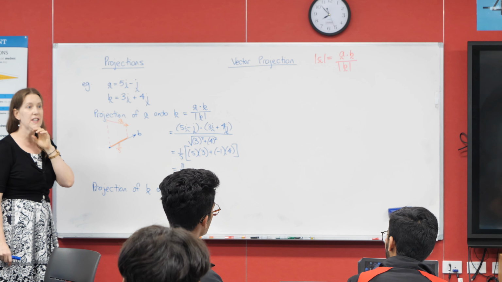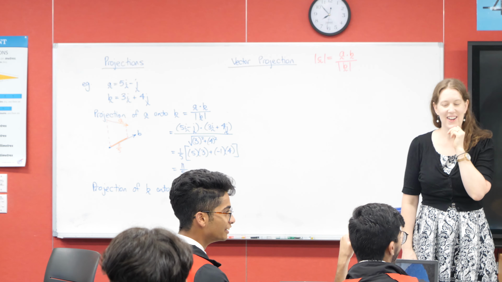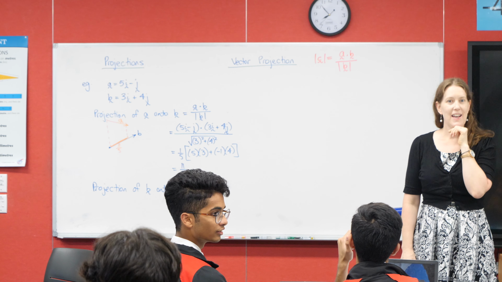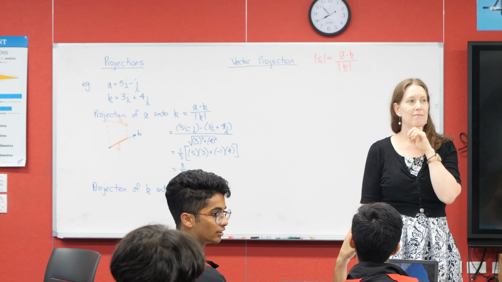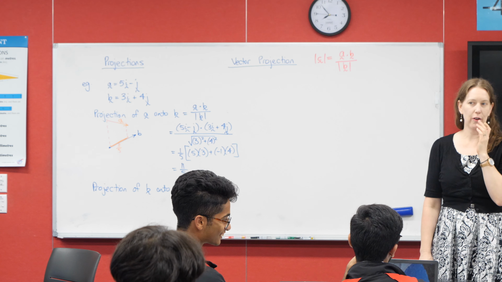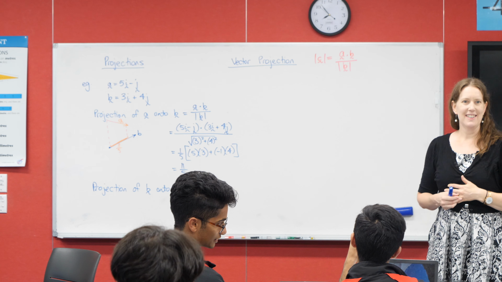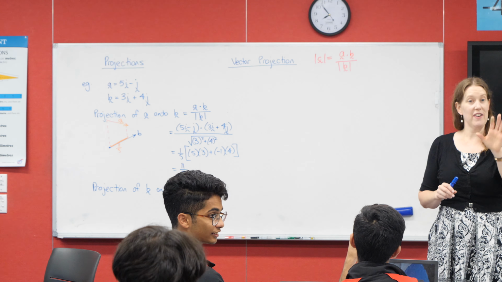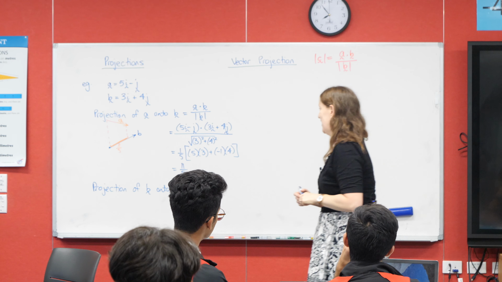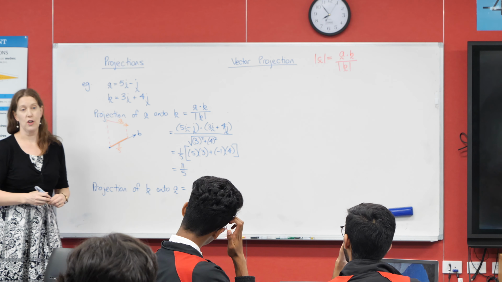Judging by the noise, do we have an answer? No? Yes? What's your answer? Answers? Thank you. It's a pretty ugly answer, so if you get something that's not nice, it's okay. I'm looking at you two, do you have an answer? Excellent. 11 over root 26, or 11 root 26 over 26, if you want to rationalise your denominator.